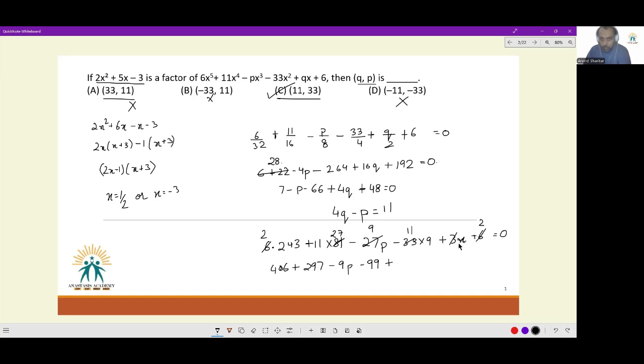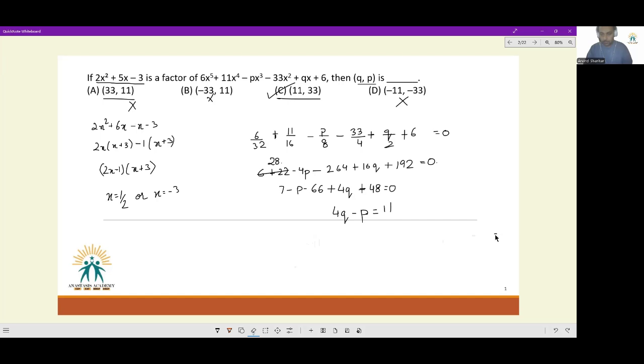plus, this is not 3x, this is 3q. So sorry. This is plus 3q. I have made a terrible mistake. No, x was minus 3. I have to rework this expression.